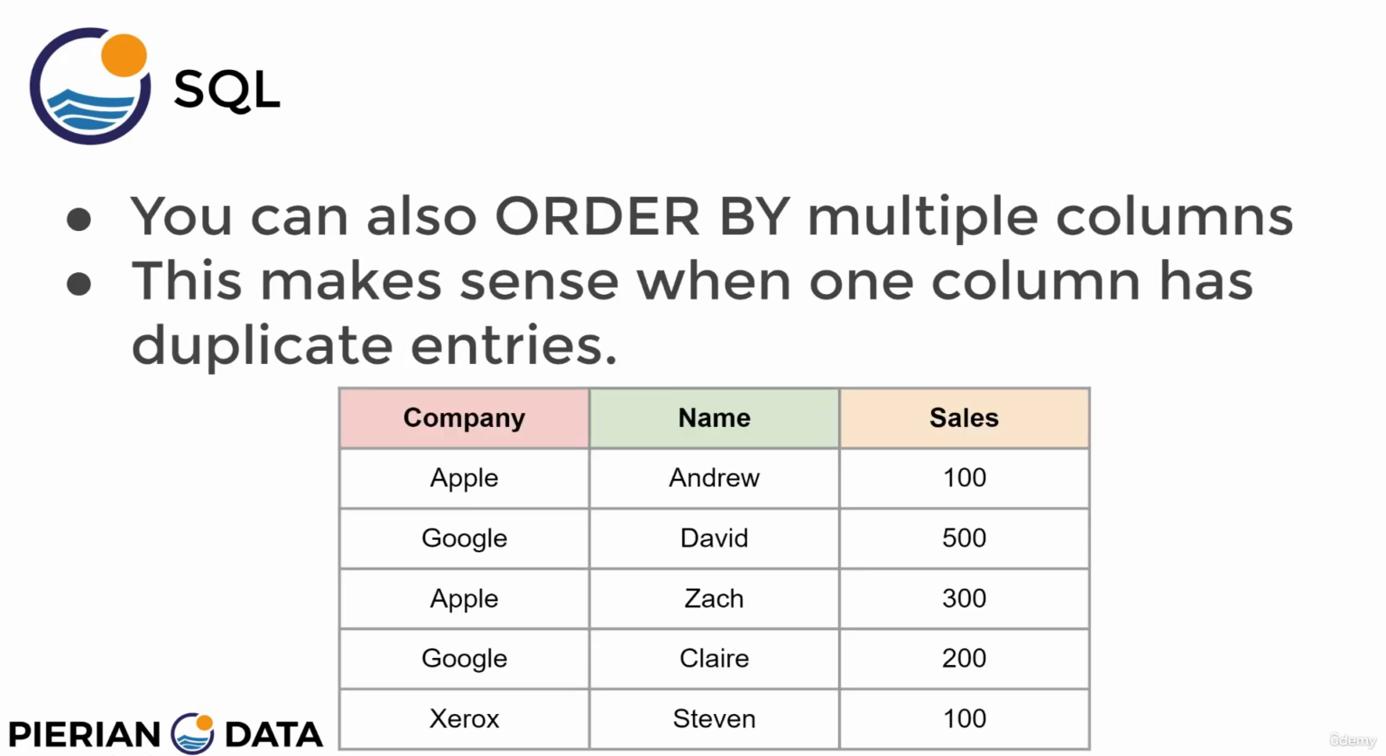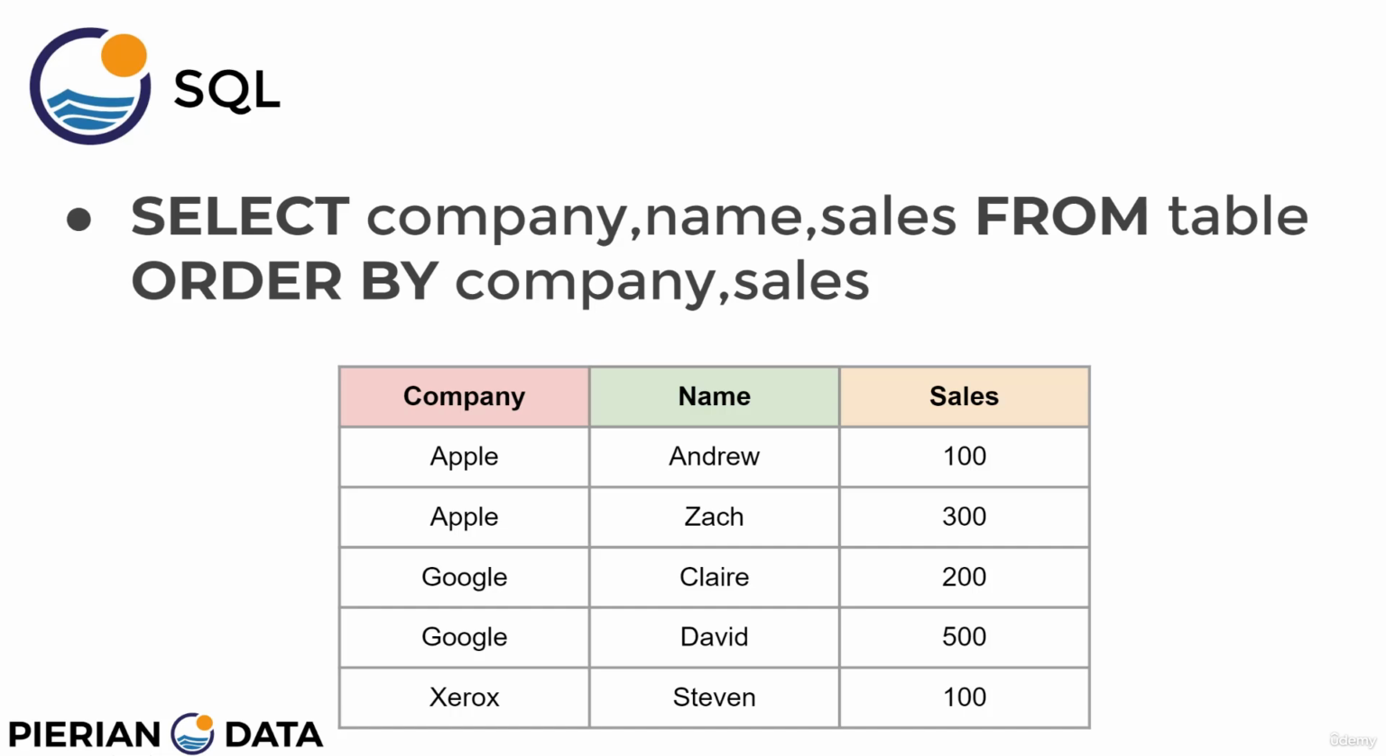Now what's also interesting is you can use ORDER BY on multiple columns. This makes sense when one column has duplicate entries. Let's take a look at this example table. We have 3 columns here: company, name, and the sales for that individual at that company. Notice that we have duplicate entries under company. If we were to order by 2 columns here, we could select the company, name, and sales columns in that order from this table, and then order by company and then by sales. What does that actually mean?